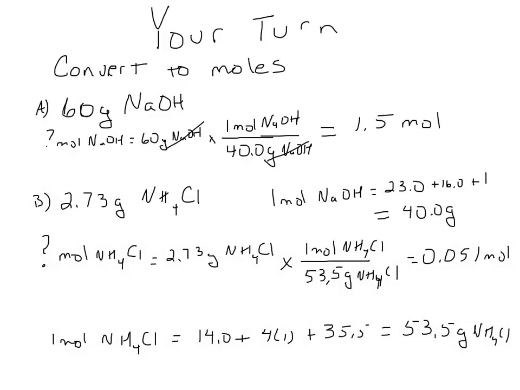All right, so here's your answers. You can see that if we take 60 grams of sodium hydroxide, our molar mass is 40. So we're going to divide by 40. We're going to get 1.5 moles sodium hydroxide. On the next one, we're setting up how many moles given 2.73 grams. And here's our conversion. 1 mole is 53.5 grams, looking that up on the periodic table. And set up that ratio and do this.